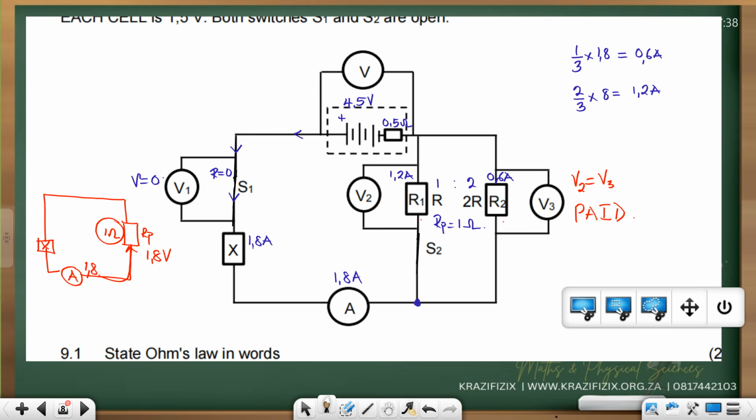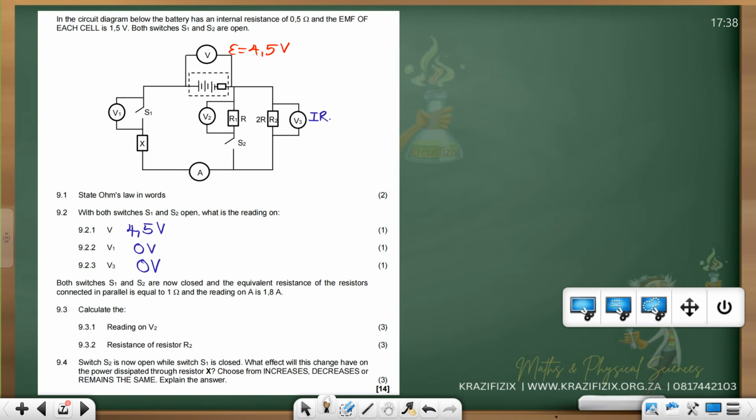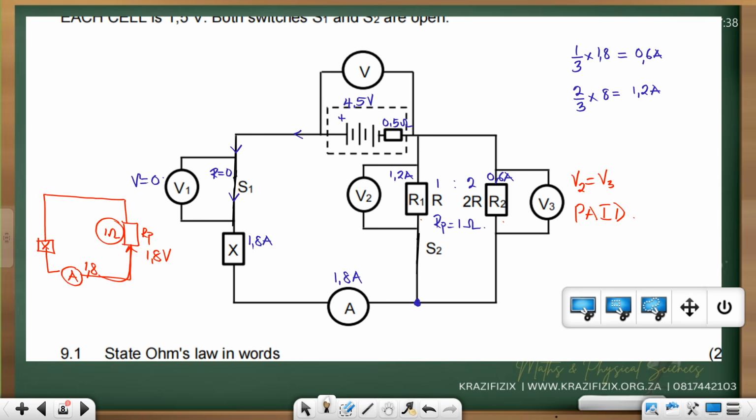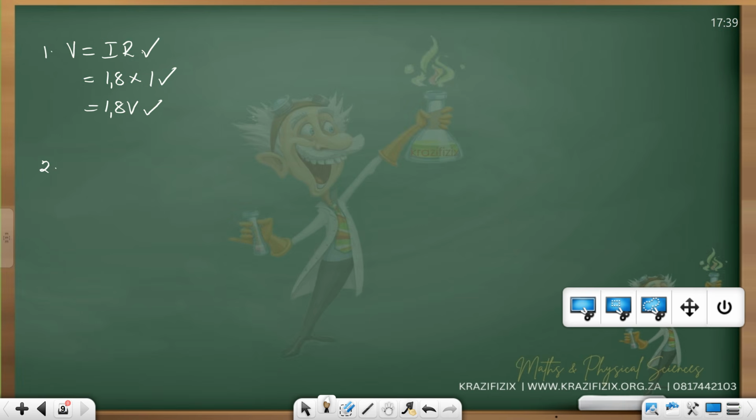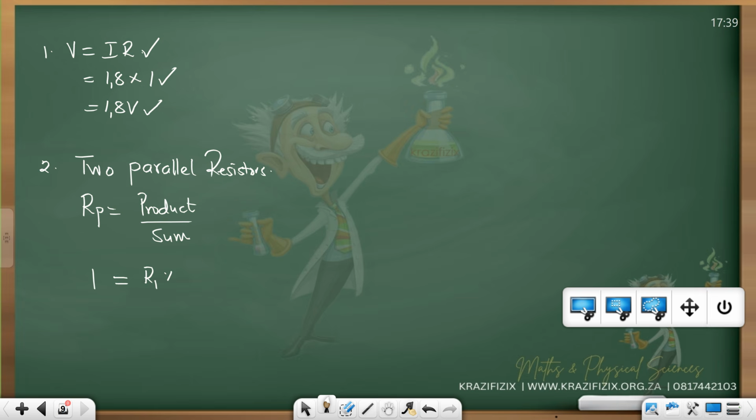And the next question requires, next one: calculate the resistance of R2. Where is R2? Okay, look at it. They are connected in parallel. How do you get two resistors in parallel? Two parallel resistors. What do we know? R parallel is simply product over sum. Do we know R parallel? 1. What do we have? R1 times R2 over R1 plus R2.